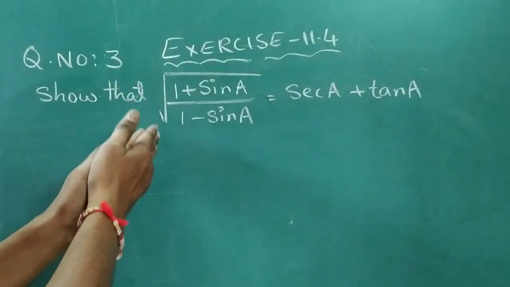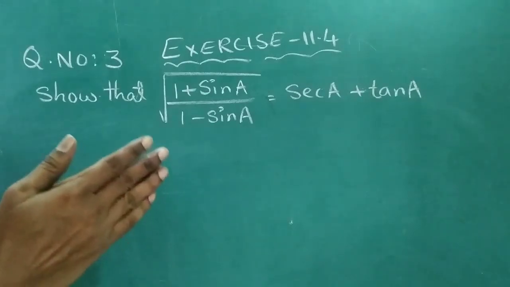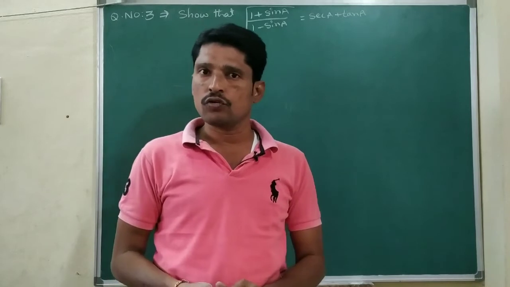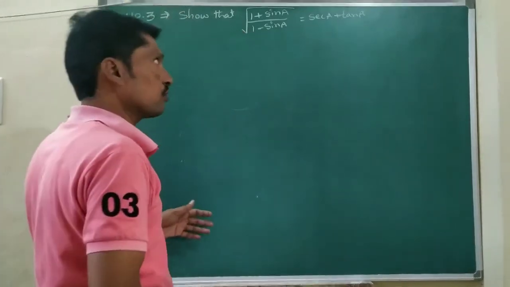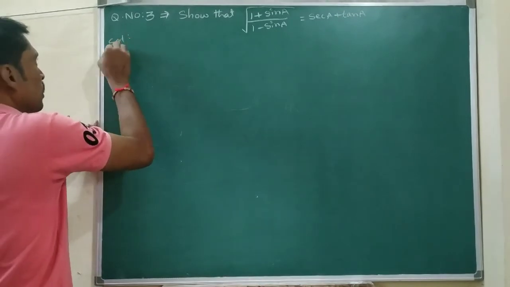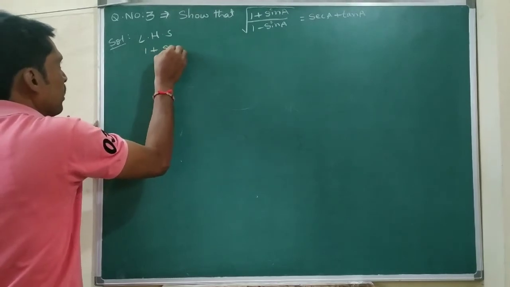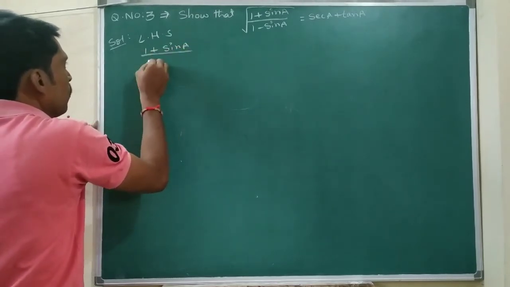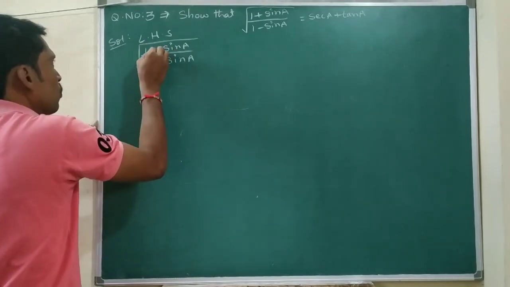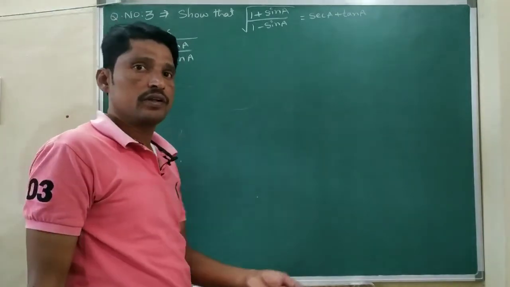So here we need to take the LHS value and prove the RHS value. In the LHS there is an under root value. For root value problems like this, we need to take the rationalization factor. Let us see the solution. Here we are taking LHS and proving RHS. So solution, LHS. What is given? 1 plus sin A by 1 minus sin A, this is under root.